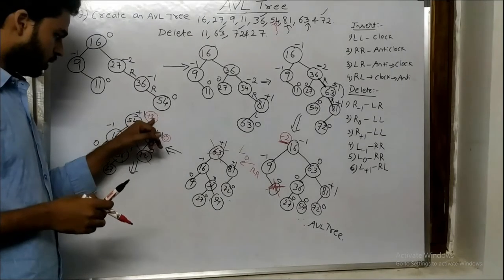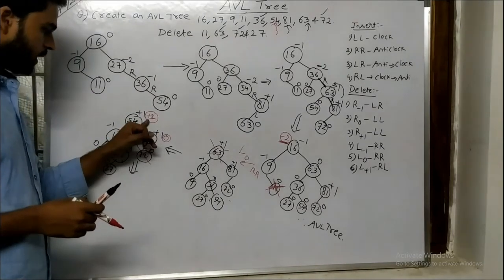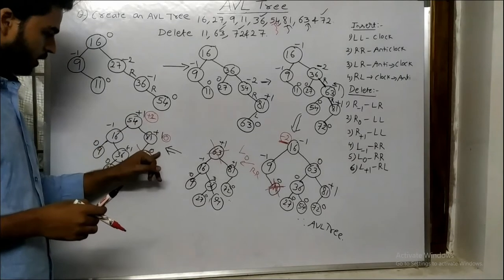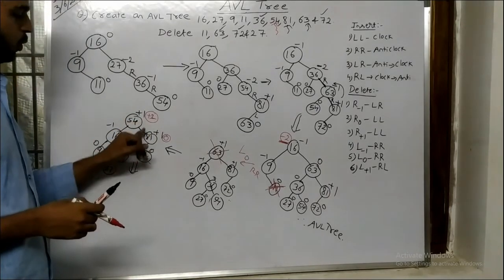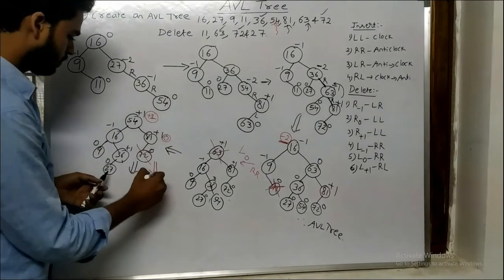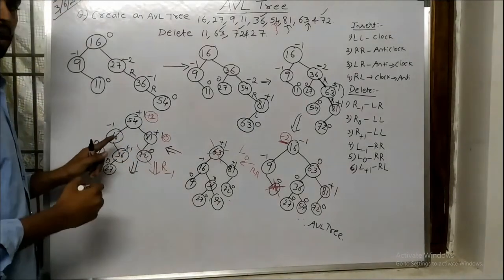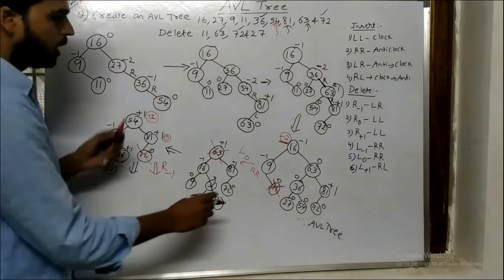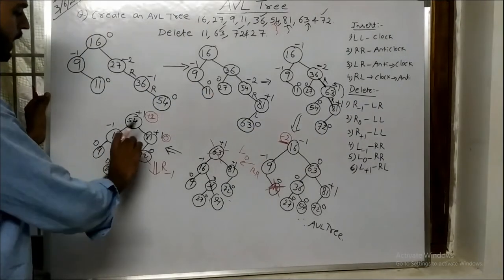Here plus 2 occurred because of deleting an element on the right side of this node, and whose child's balance factor is minus 1. So I need to apply here: the right side deletion is R, and the balance factor is minus 1, so R minus 1. When it is R minus 1, I need to apply LR notation.